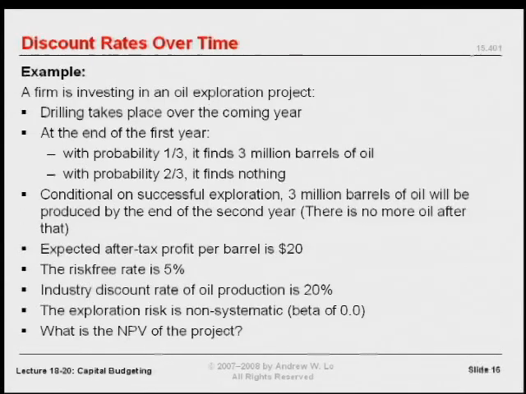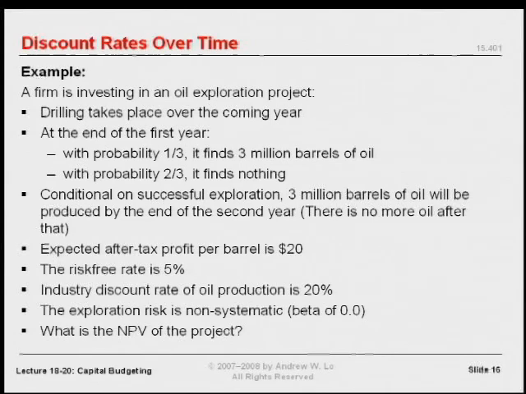So here's an example that you don't know how to do yet. We're going to figure out how to do it together, all right? And it has to do with time and with risks. So a firm is investing in an oil exploration project, all right? We're going to drill a bunch of holes in a particular area. We're going to try to find oil. And it's going to take time to drill these holes. So it's going to take at least a year.